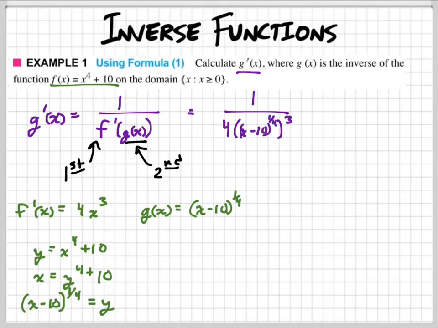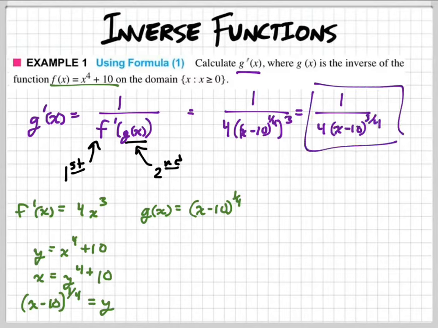Okay. Now, using the laws of exponents, you know that you go 4 times 1 over 4. So you get 4 times x minus 10 raised to the 3 over 4. And that is your answer.